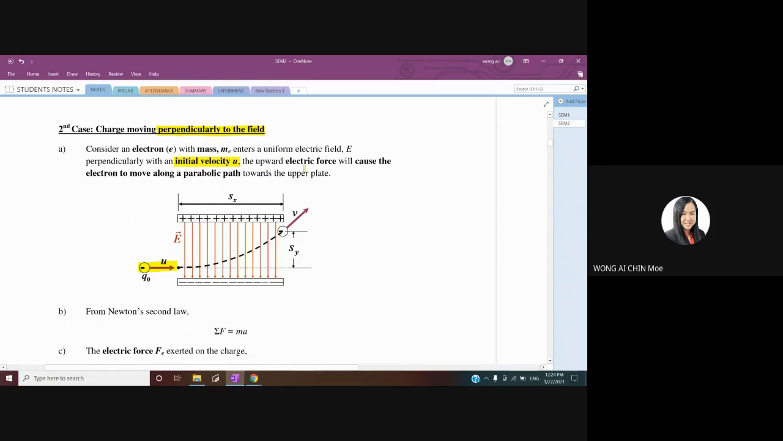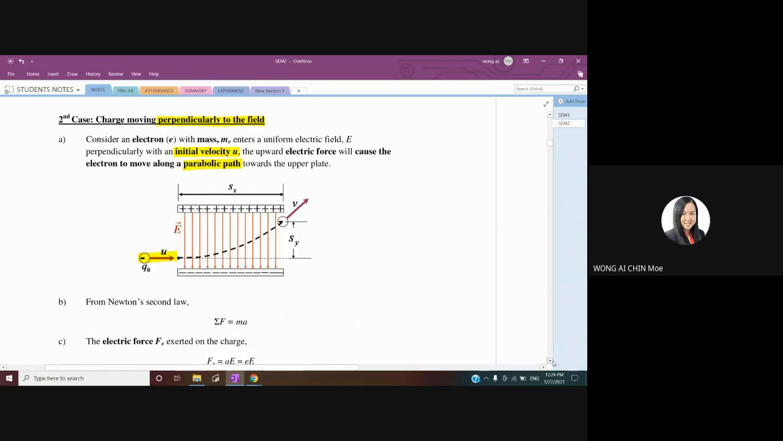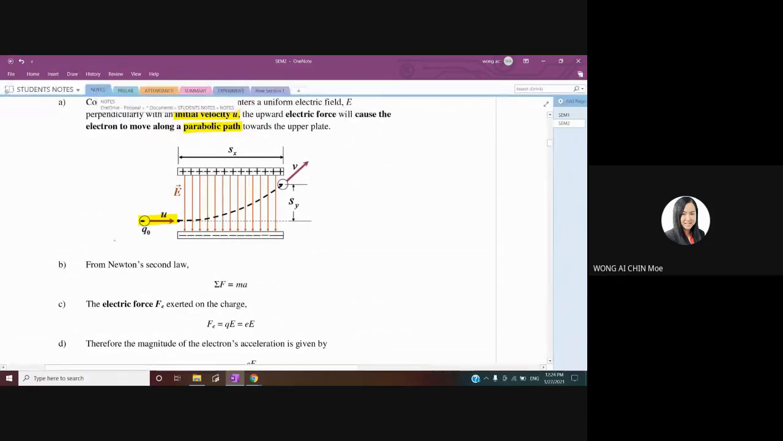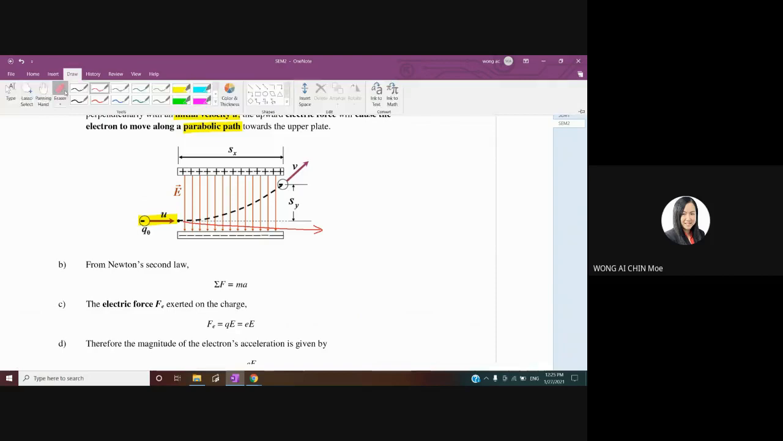The upward electric force will cause the electron to move along a parabolic path. Why is it a parabolic path? We refer to this diagram. Initially, when we turn off the power supply, meaning there's no power supply, the negative charge will actually move straight, because there are no forces that pull the charge.